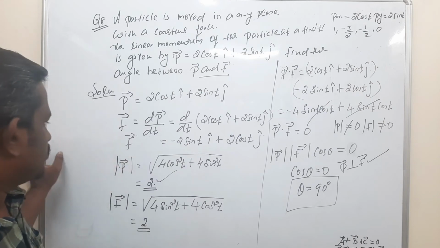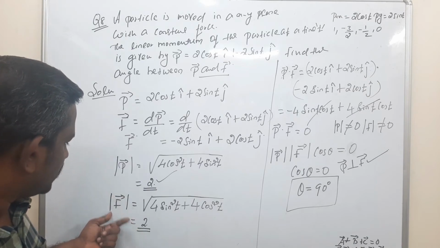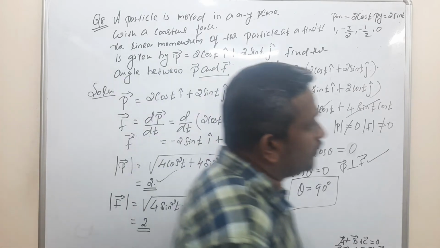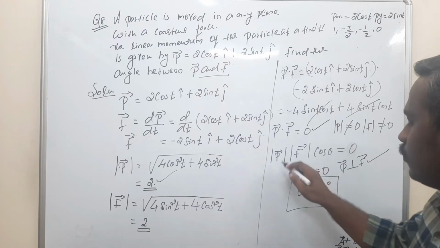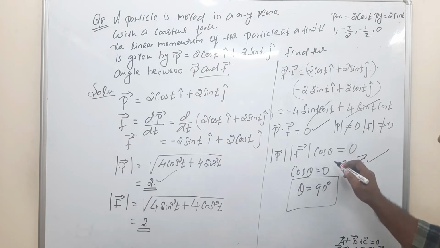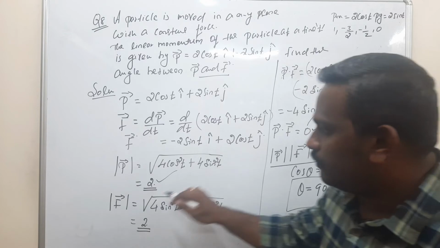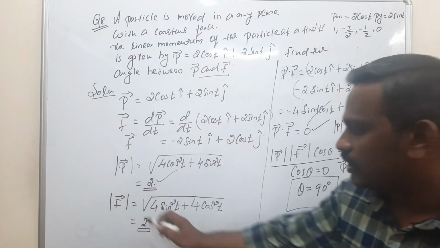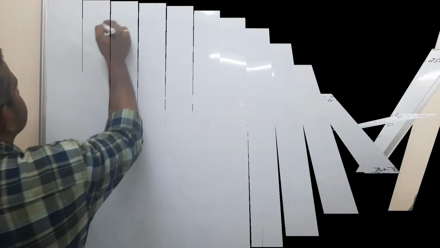Then modulus of P vector we have to find out, so we get 2, and modulus of F vector is equal to 2. Then find the P vector dot F vector, and we get the answer 0. So P vector dot F vector, we can write as modulus of P, modulus of F, cos theta equal to 0. Already we found that modulus of P is not equal to 0 and modulus of F is not equal to 0. Therefore cos theta is equal to 0, which means theta is equal to 90 degree. Clear?